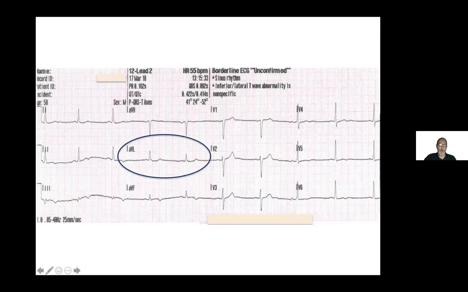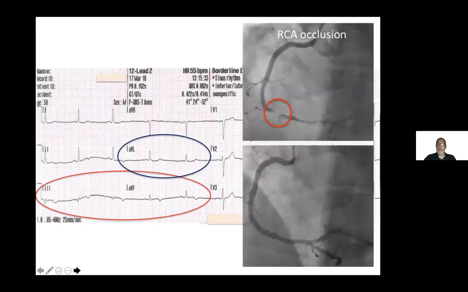As it were, if you look down here in this complex right here, and the baseline's a little bit wavy, but there is some J point elevation there. This is just a very subtle inferior STEMI. Those are actually the indicative changes. What's circled in the blue is a reciprocal change, 100% right coronary artery occlusion.